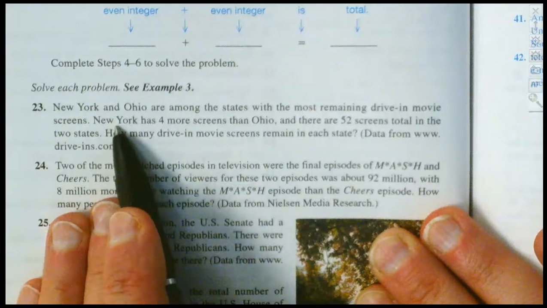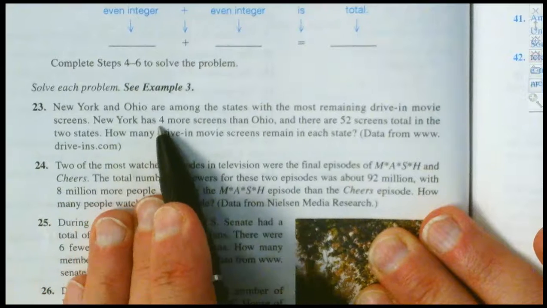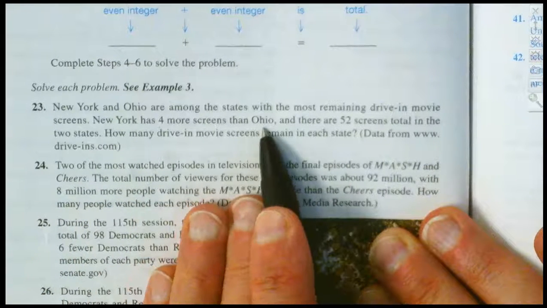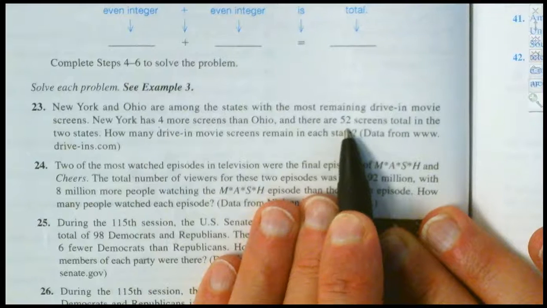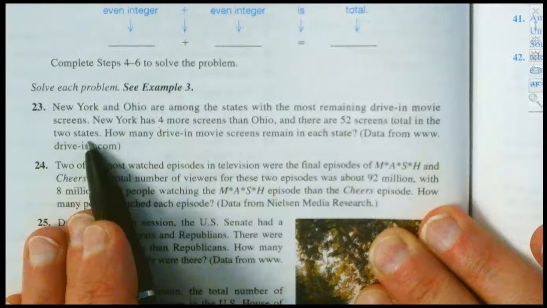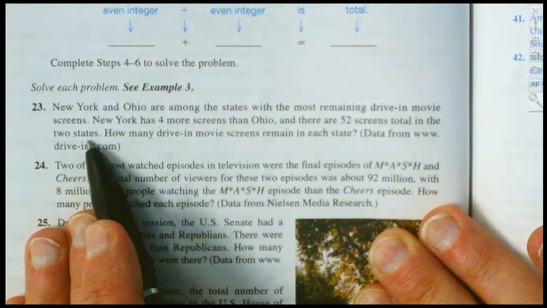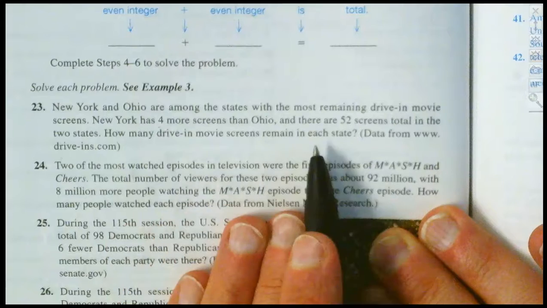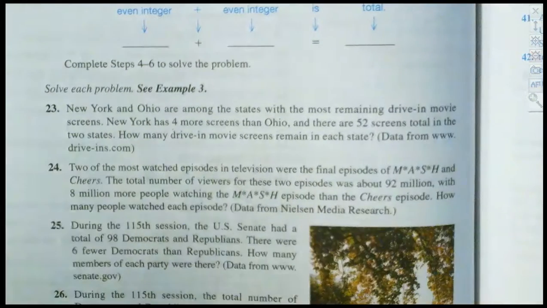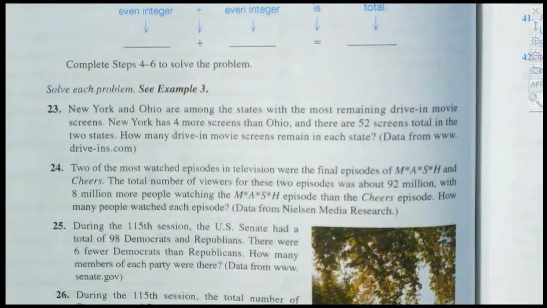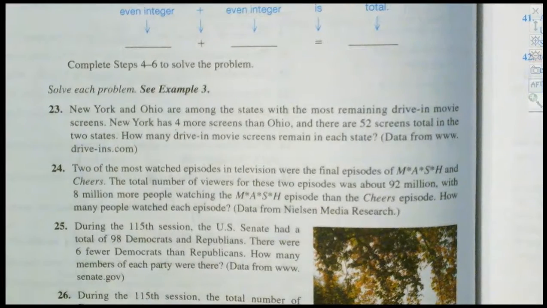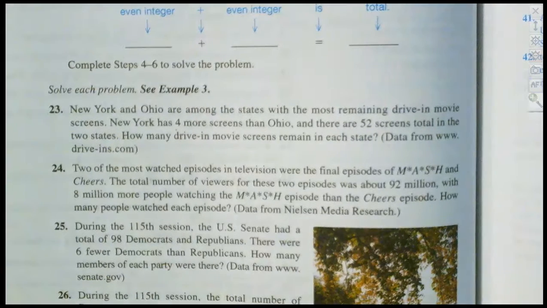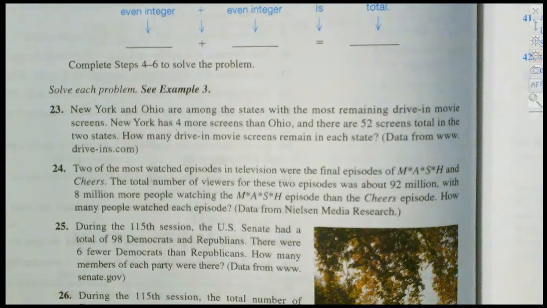New York has 4 more screens than Ohio, and there are 52 screens total in the 2 states. How many drive-in screens remain in each state? So we read the question out. Now we're going to go back and try to come up with an equation. We're going to try to solve this equation, and then make sure that we answer the question.